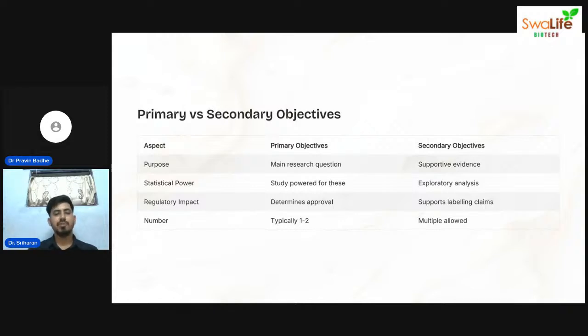Numbers. As I said before, for the primary objective, one is enough in any study. Typically two; more than two, three, or four will give a burden to the researcher and the research also. So avoid too many primary objectives. For secondary objectives, multiple are allowed. It can be assessed through five, six, anything; multiple are allowed.